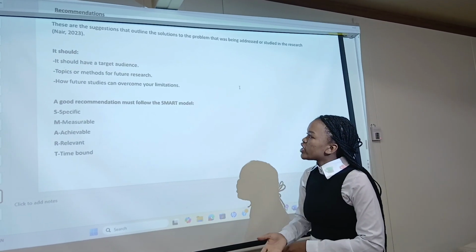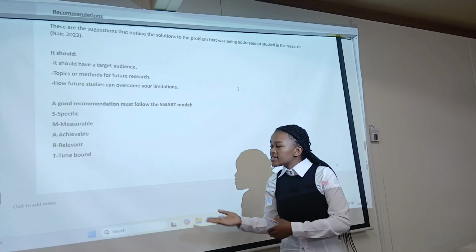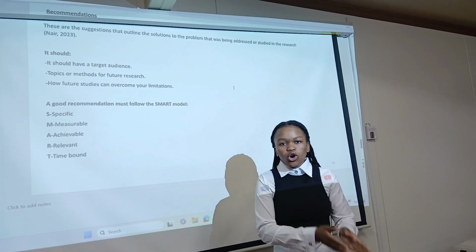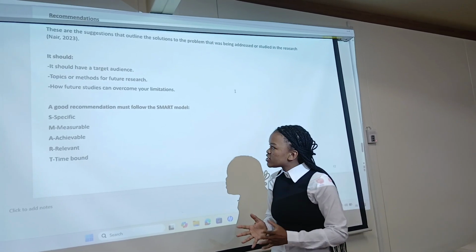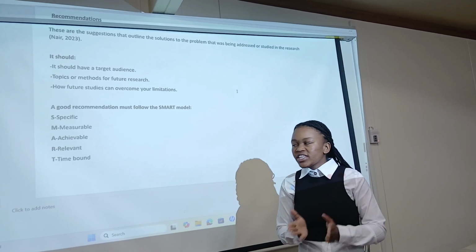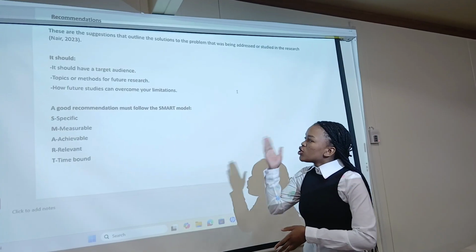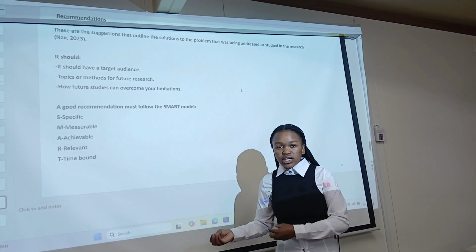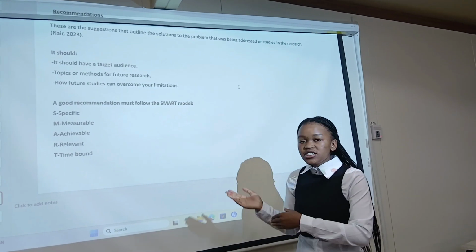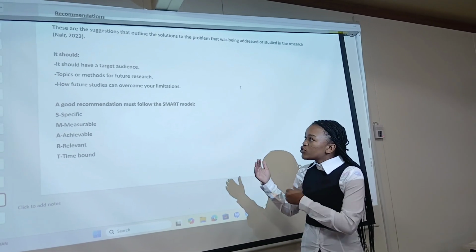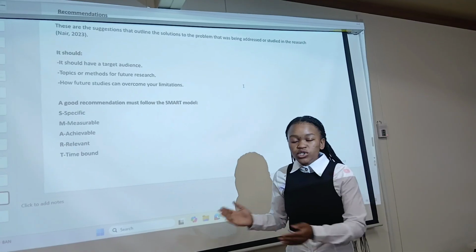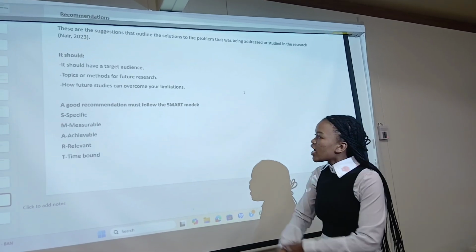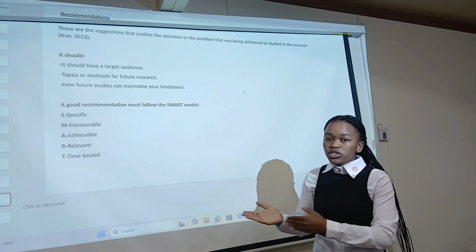The recommendations should have topics or methods for future research. This is basically to help the upcoming researchers to pick or to continue where you left your research and continue further researching. They should show how future researchers can overcome the limitations. Usually when you are doing a research, there have to be limitations that you encounter. And you have to indicate in your recommendations what the future researchers should do as a way of overcoming those limitations. Then a good recommendation must follow the SMART model.